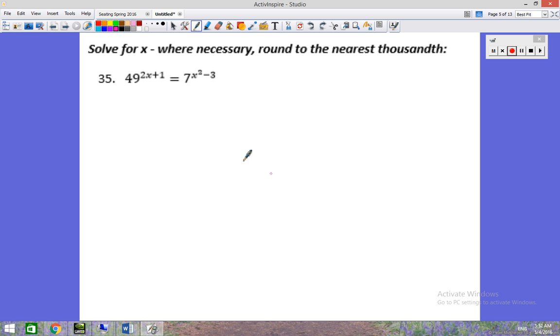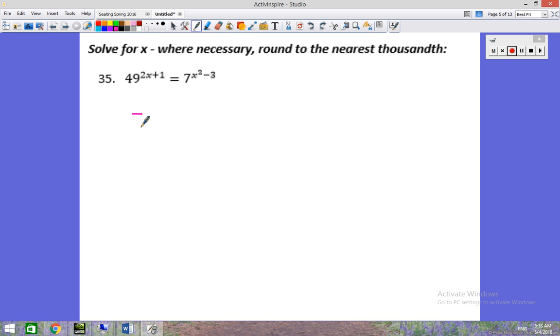Alright, now our next one. 49 and 7. You can look at 49 and see that it's 7 squared. So we can write the same base on this. Now, if you didn't recognize that and you took the log of each side, you're going to get the same answer that we do. But you can probably do it just in a few more steps. It's easier, I believe, when you recognize that you can rewrite it with the same base.